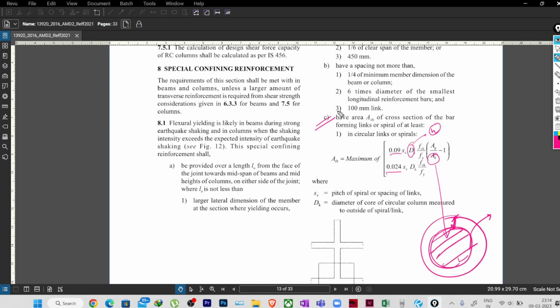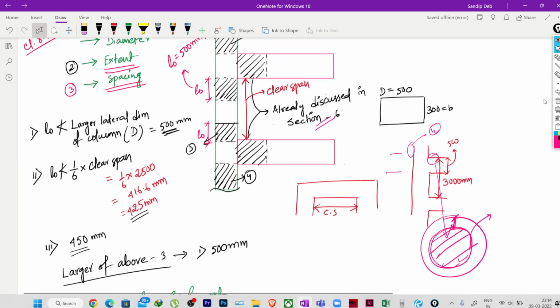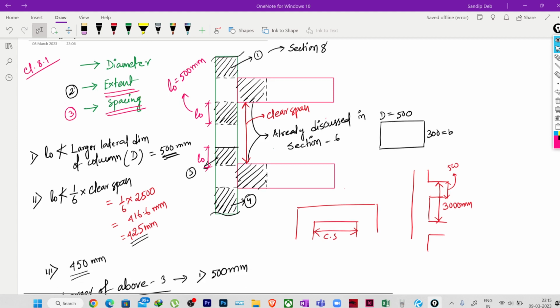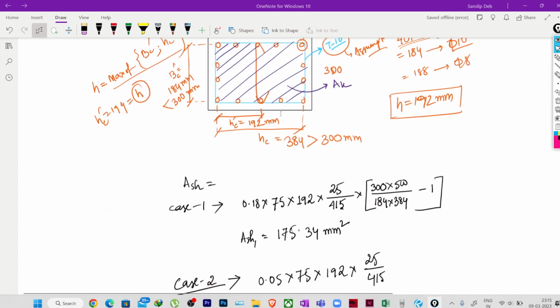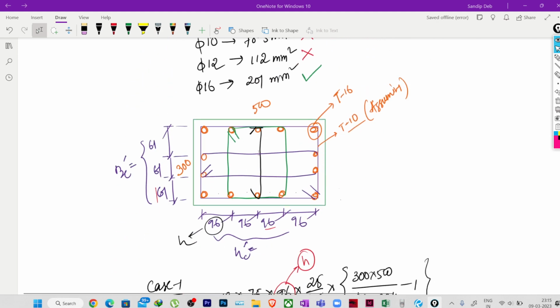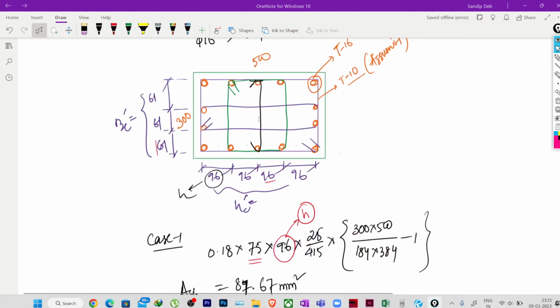So for confinement reinforcement, we had three questions: diameter, extent, and spacing. Obviously arrangement also matters, and the diameter basically depends on the link arrangement that you are providing. Okay, so this is not a question itself, but to solve one of your questions, this is a very important consideration.